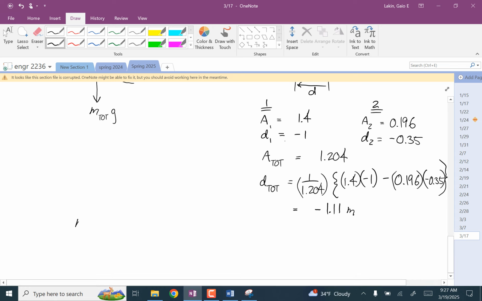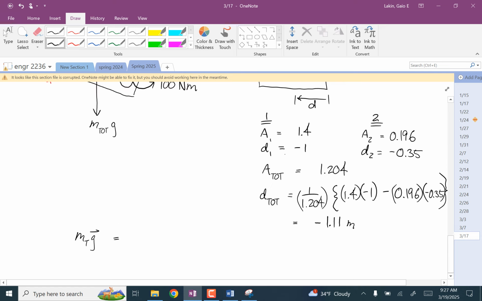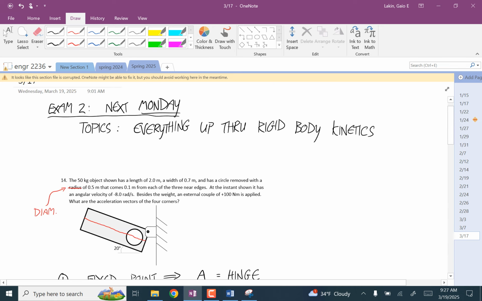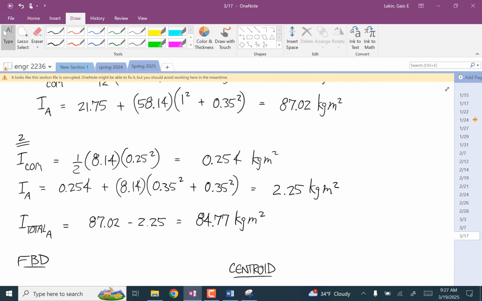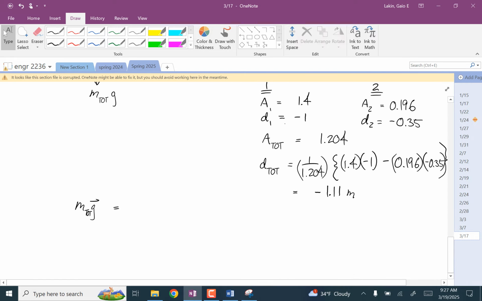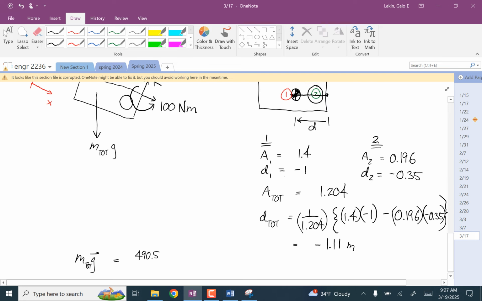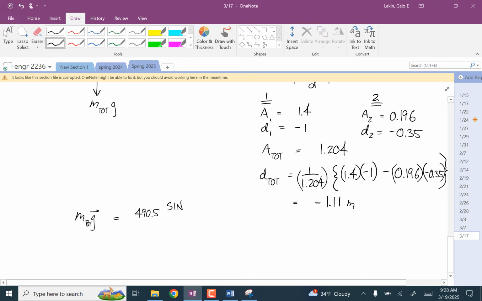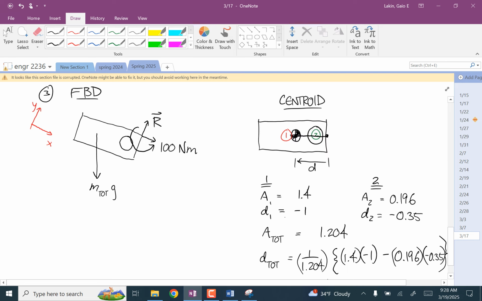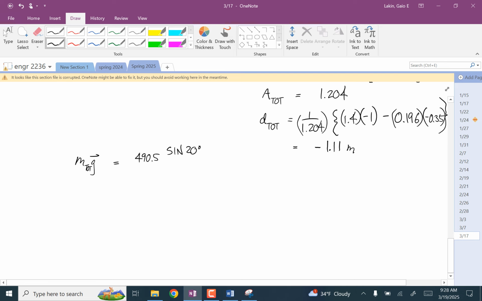So then the weight force, M total times g, as a vector is the total mass of this thing, which is 50, times 9.81, so 490.5, times the sine of 20, and then the negative cosine of 20.